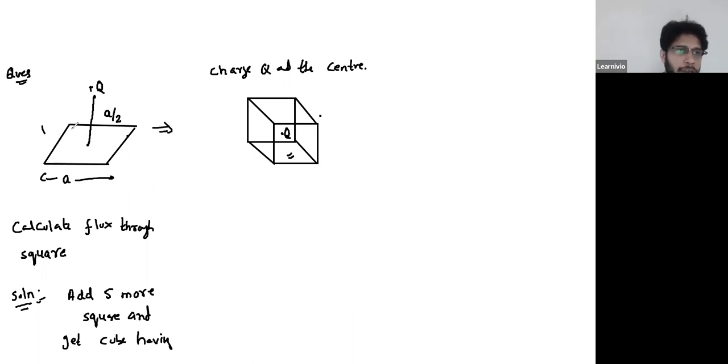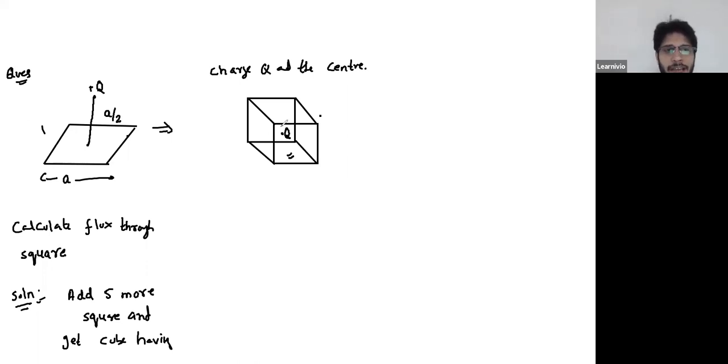In the question, you just have a square of side A, and from a separation A by 2 from the center of the square we place the charge Q. You're supposed to calculate the flux through this square. But we cannot use Gauss law for the square since a square is an open surface. So we add 5 more squares, we get a cube, and we place the charge Q at the center of the cube.